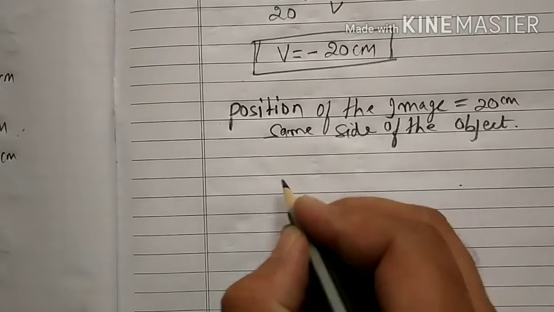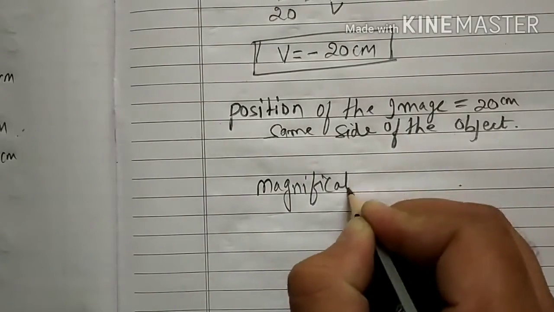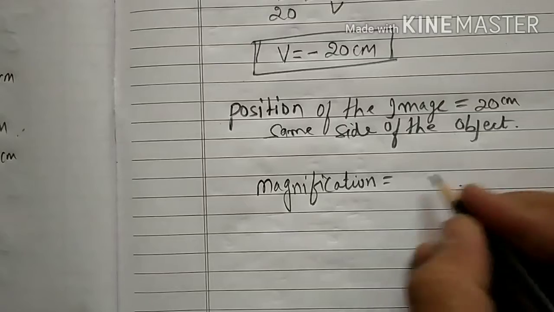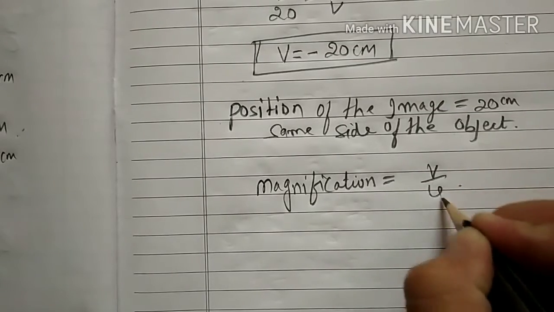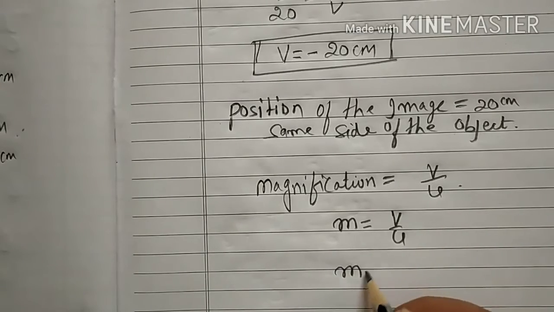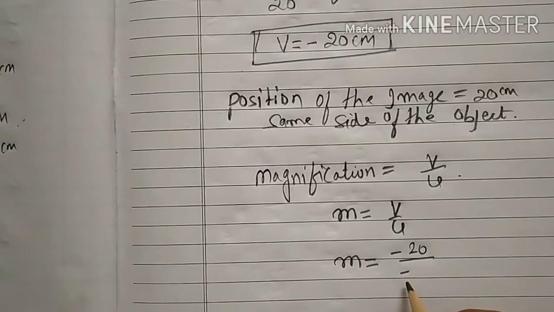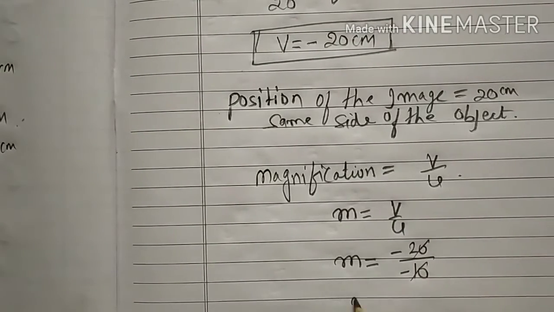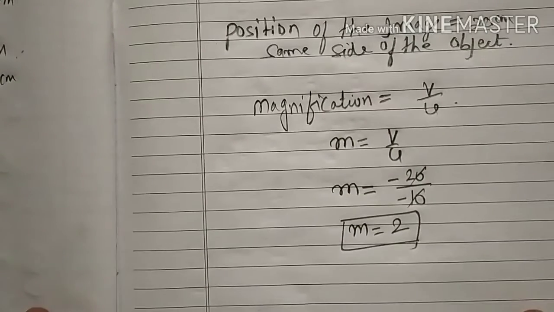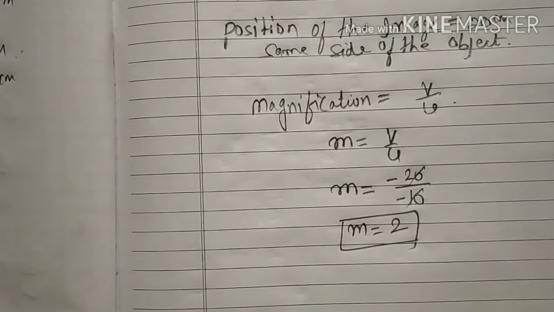Now nature, so we'll find magnification. Magnification equals, what's the formula of magnification? That means v upon u. So we write m equals v upon u. Magnification, the value of v is minus 20 and value of u is minus 10. So what we are getting, magnification 2. The value of magnification is coming positive. It indicates that image will be virtual.